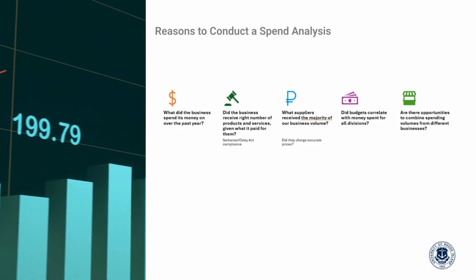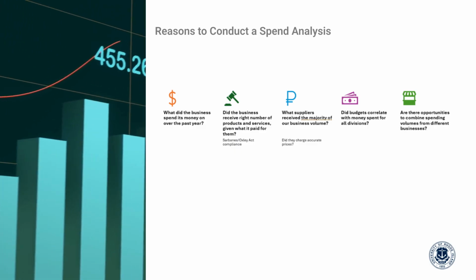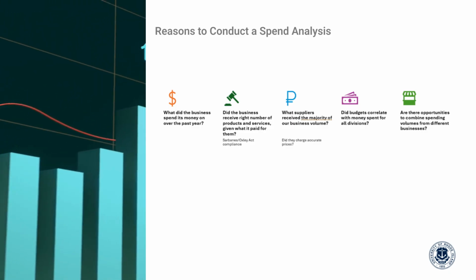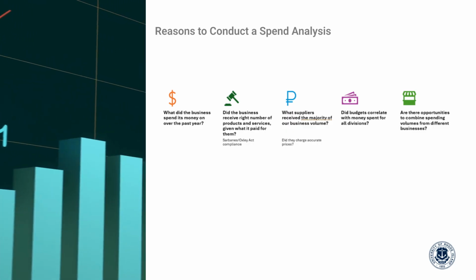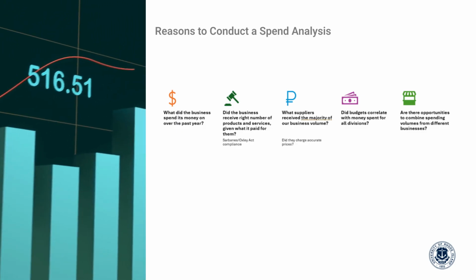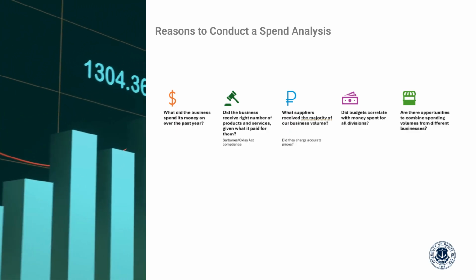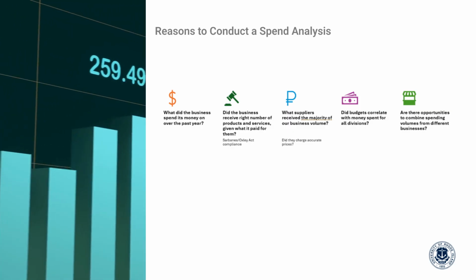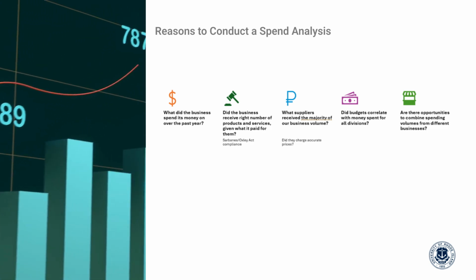Spend analysis answers some very basic but very powerful questions. What did the business actually spend money on over the past year? Which suppliers received the majority of that spend? Were prices accurate? Did spending align with budgets across divisions? Spend analysis also supports compliance requirements such as Sarbanes-Oxley, identifies opportunities to consolidate volume across business units, and highlights inefficiencies or inconsistencies in purchasing behavior. Without this visibility, effective category strategy simply isn't possible.